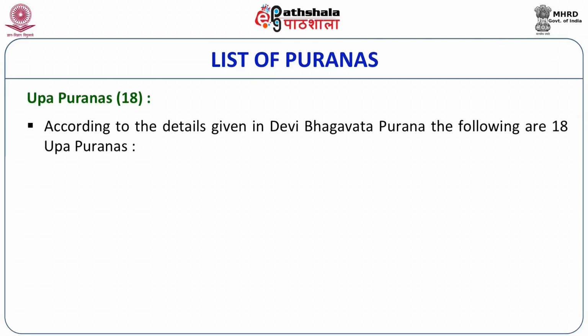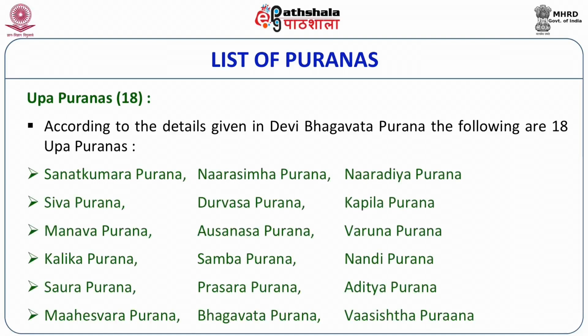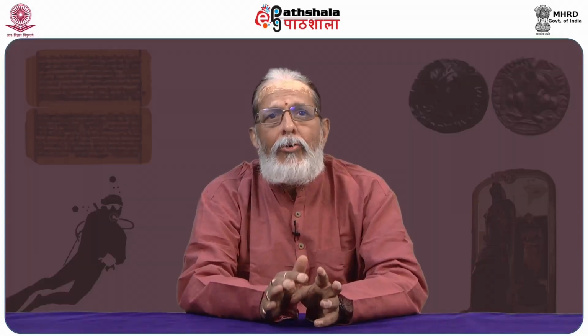According to Devi Bhagavata, the 18 Upapuranas are Sanat Kumara Purana, Shiva Samhita or Shiva Purana, Manava Purana, Kalika Purana, Saura Purana, Maheshwara Purana and Narasimha Purana, Durvasa Purana, Aushanasa Purana, Samba Purana, Bhagavata Purana, Parashara Purana, Naradaya Purana, Kapila Purana, Varuna Purana, Nandi Purana, Aditya Purana and Vasishtha Purana. These are the 18 Upapuranas.